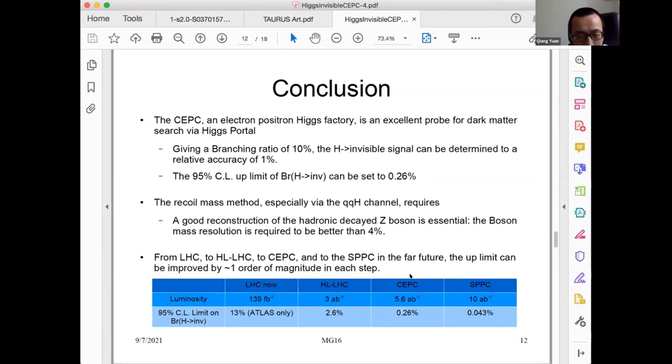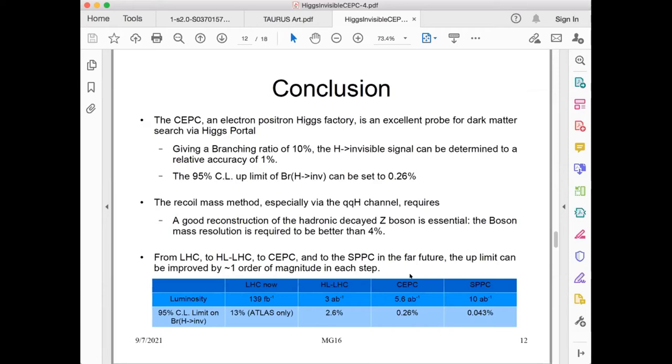Yeah, just for this slide. For the high luminosity LHC and the CEPC, they have somewhat similar luminosity, but the limit on this Higgs to invisible is better at the CEPC by an order of magnitude. So what's the reason? The reason is basically the recoil mass method. For the high luminosity LHC, as Ling just said, the sensitivity comes from the Higgs-strahlung and the VBF processes. But at the high luminosity LHC, the background is pretty high, and also it is not really a peaking signal. But at the CEPC, the signal-to-noise ratio is much better.